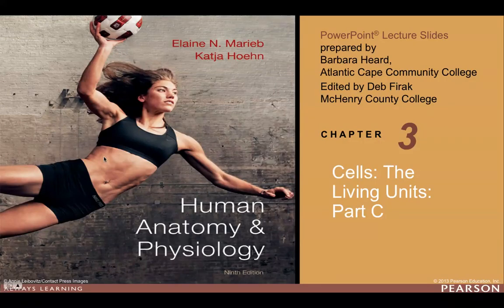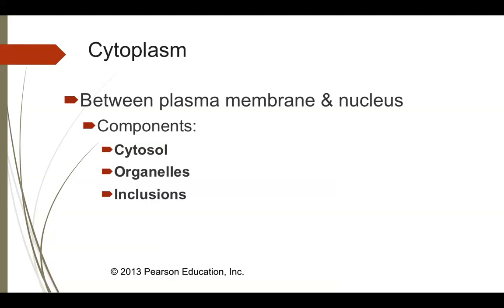Hello again. Now we're on part C. This is the final part of chapter 3 on cells. This is just going to go through the various cellular organelles, and we'll start out with the cytoplasm. This is between the plasma membrane that defines the outer boundary of the cell and the nucleus. The components will include the cytosol, the cellular organelles, and various inclusions, things that happen to be found in here.